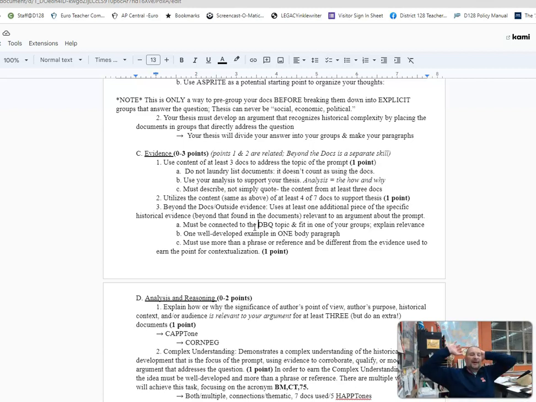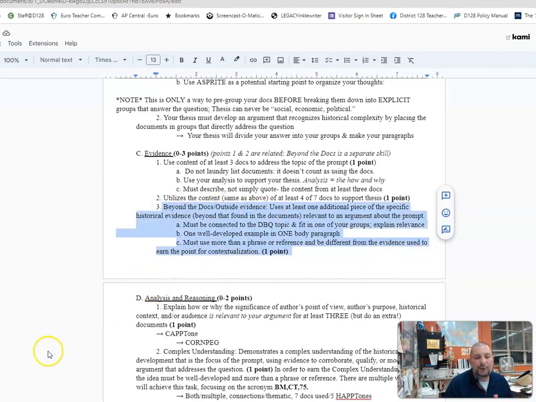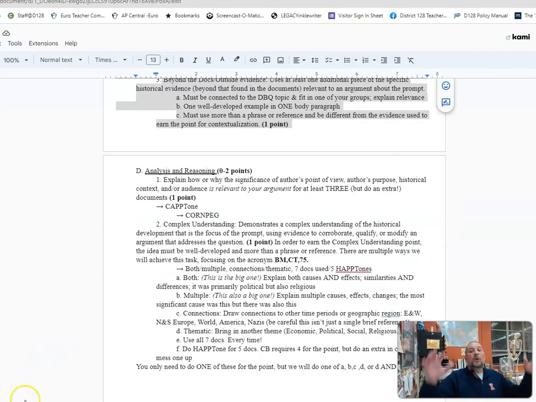If we think about each document passage, every time you use a document, it's probably 4 or 5 sentences. That's how much this beyond the doc you should be looking at also. It's that well-developed of a point. And it must be more than a phrase of reference, and it must be different from the point you use to earn contextualization. You can't double dip. You can't use the same thing for contextualization that you use for beyond the docs. So this is something that isn't in the documents that proves your argument.